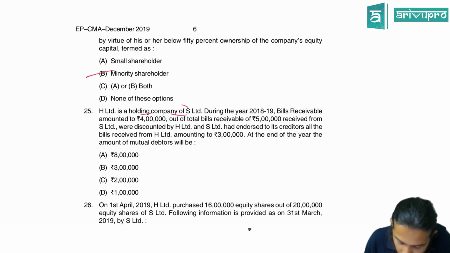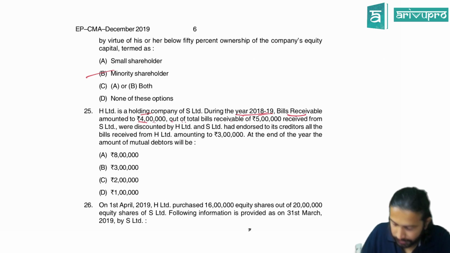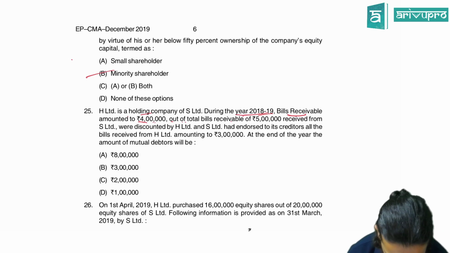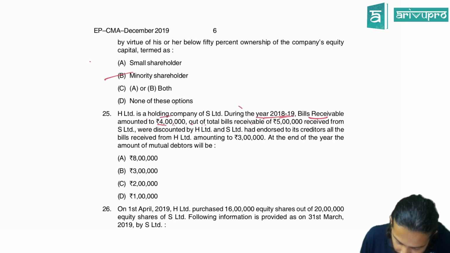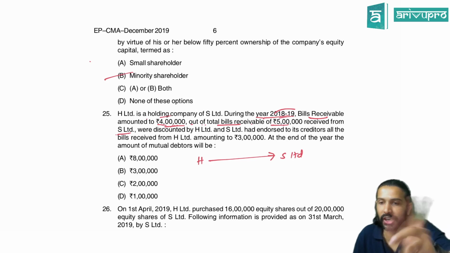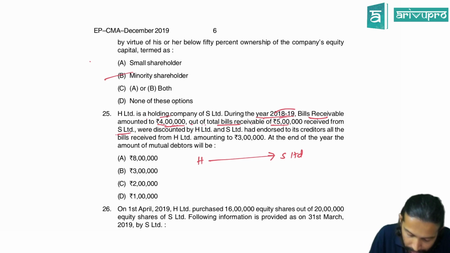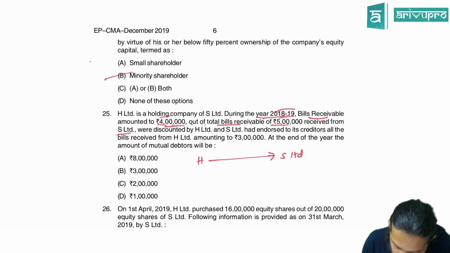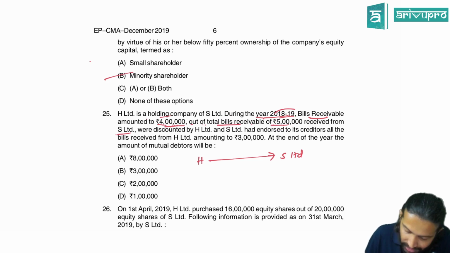Next, question number 25. H Limited is the holding company of S Limited. During the year 2018-19, bill receivable amounted to 4 lakhs, out of which bill receivable of 5 lakh was received from S Limited. We have done this. H Limited and S Limited are doing some transactions in the form of bills receivable and bills payable. How much is that amount? They're saying 5 lakh.